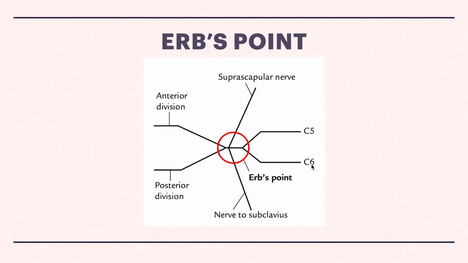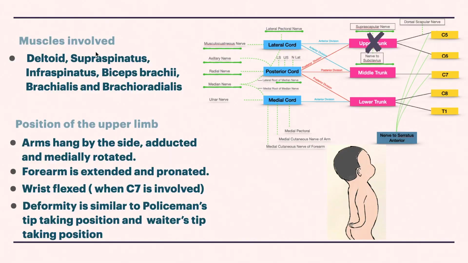So the nerve roots involved in Erb's paralysis are C5 and C6 roots, as we have already seen in this picture here, C5 and C6. So the muscles involved are, first we have deltoid. So deltoid is supplied by the axillary nerve, and this axillary nerve is a derivation from the upper trunk, as we can see via the posterior division through the posterior cord.